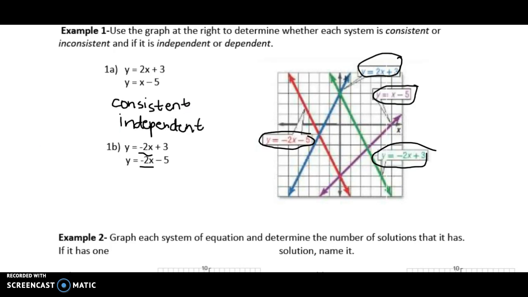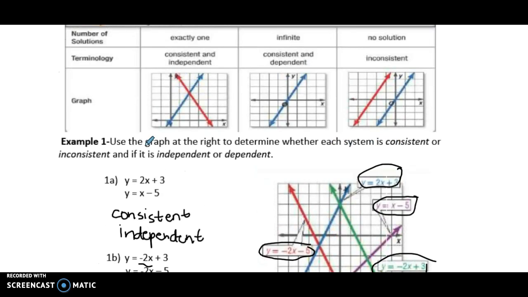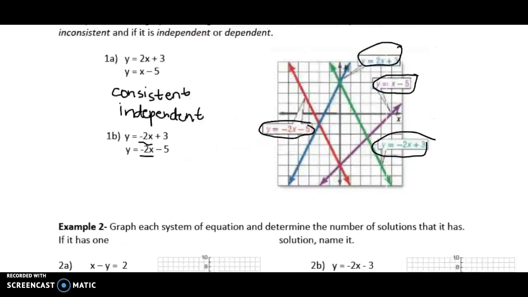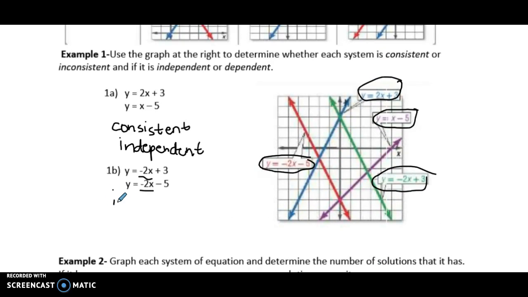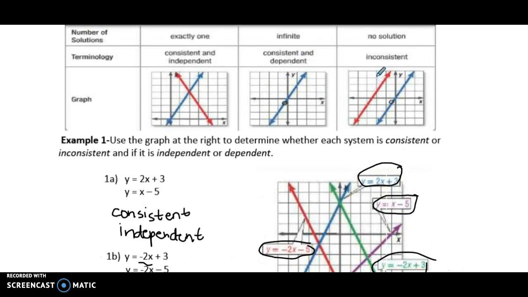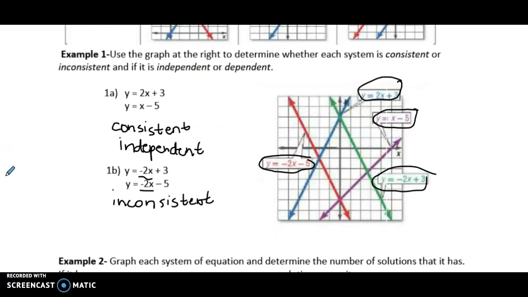So are they consistent or inconsistent? Well, they never cross one another. So in fact, they are inconsistent. If they have no solution, if there are parallel lines, they are inconsistent. So I'm going to say that these are inconsistent. Then if it's independent or dependent, you might notice from the chart, it doesn't say whether the graph with no solution is dependent or independent. That's because there's no solution, so I don't even need to say whether or not it's independent or dependent. So my answer on 1B is just inconsistent.